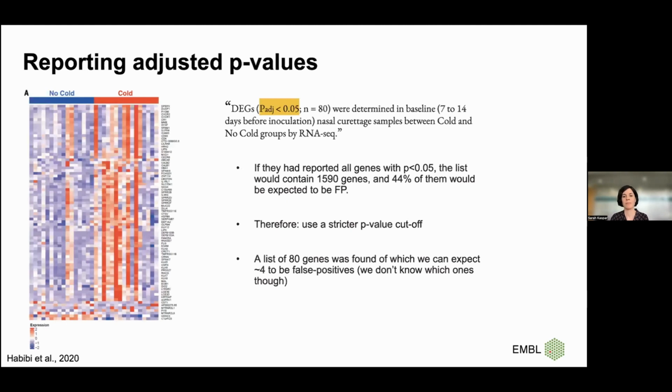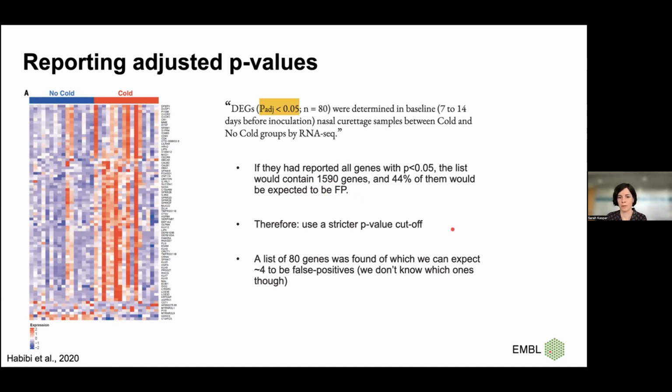So I'm not going to go into the details of the methods. As I said, I will link resources for this if you want to look further into this. But for a large data set with 20,000 genes, if in this case they had reported all the genes with the p-value below 5%, then the list of candidate genes would contain 1,590 genes, of which 44% would be expected to be false positive. This I looked up in the data earlier on.